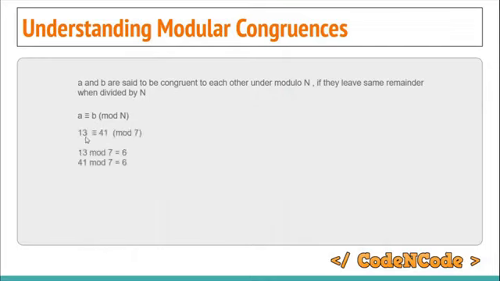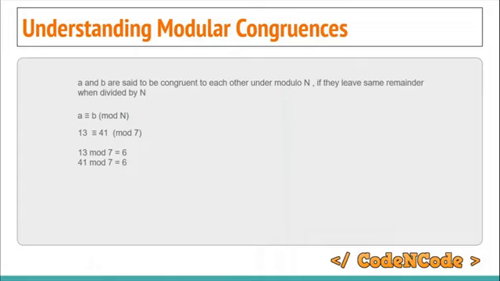For example, 13 and 41 are congruent to each other under modulo 7 because they leave equal remainder when divided by 7. 13 modulo 7 is 6, and the same is for 41 modulo 7. So two numbers are congruent to each other under modulo n if they leave the same remainder when divided by that number.